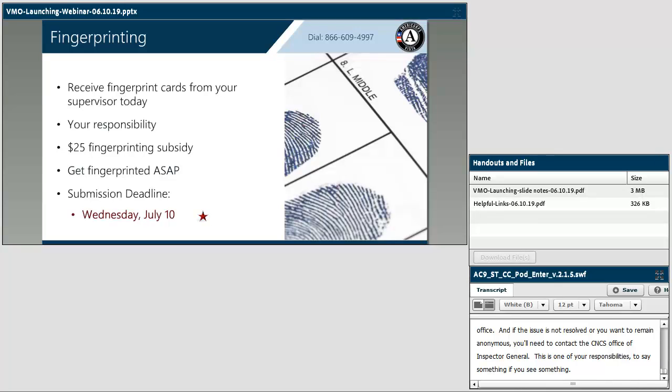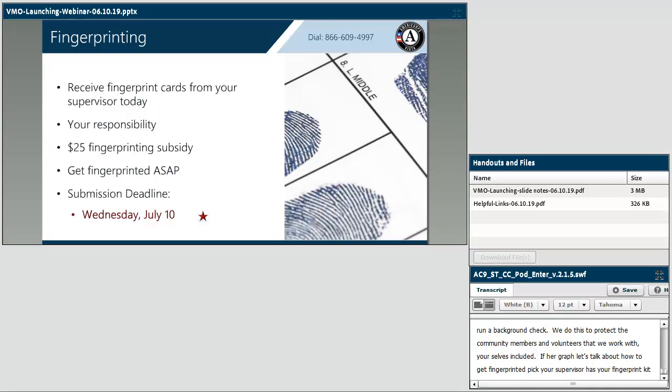And speaking of responsibilities, here's one more thing you're responsible to do. We mentioned last week that you will need to submit your fingerprints so we can run a background check. And we do this, of course, to protect the community members and volunteers that we work with, yourselves included. So let's talk about how to get fingerprinted.